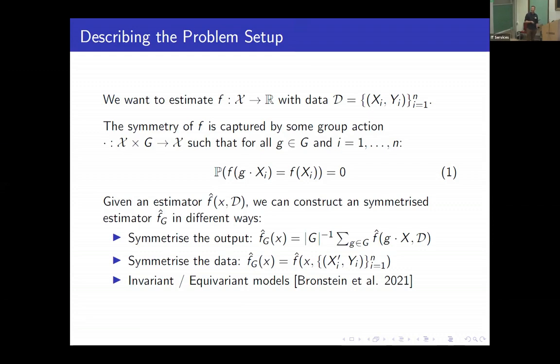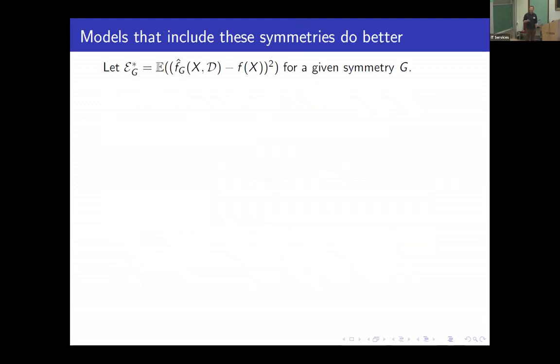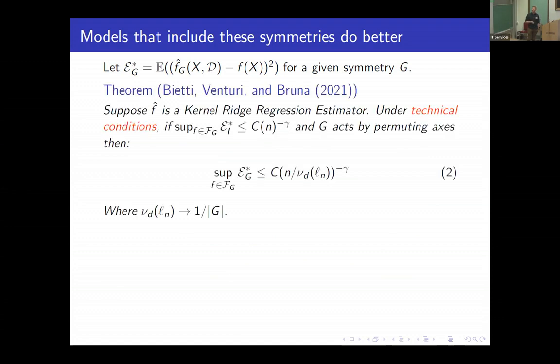But my job is to ask the question, does this actually improve some kind of loss? Here we have an integrated squared error. In June this year, there was a paper released by Bietti, Venturi and Bruna that says, yes, we can do better. In fact, what we're effectively saying is that by using our symmetry in some clever way, we're able to effectively increase our sample size by the order of our group, which is a very nice result.